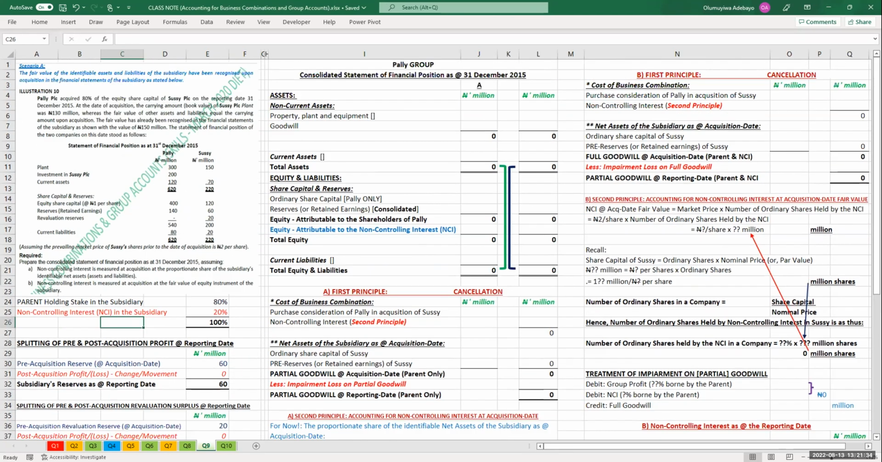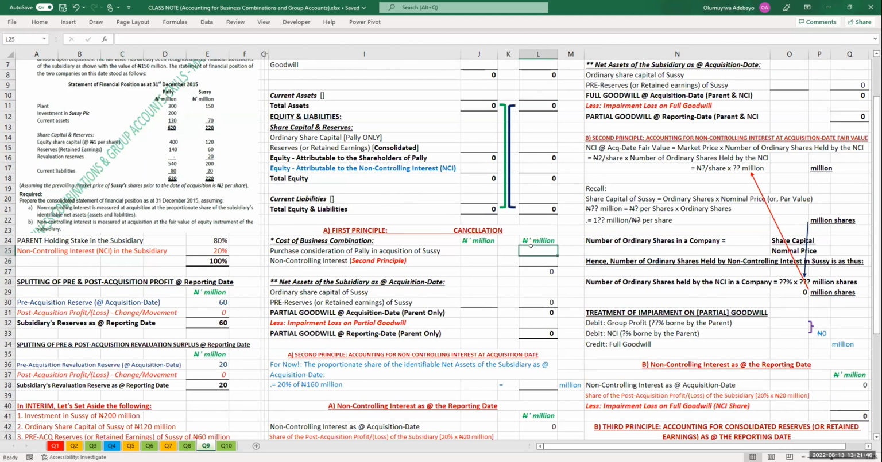The next thing is that since we are to measure, we are given two options to measure NCI. Non-controlling interest was first measured at proportionate share. Let's look at that. In that case, we come here with what is our purchase consideration? Our purchase consideration is 200 million as the investment of Pali in Suzy. Remember, all figures are in millions. We'll measure NCI later, but the preference capital of Suzy is 120, as you can see.